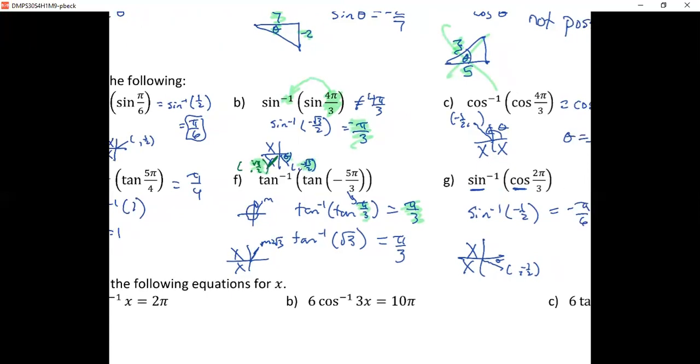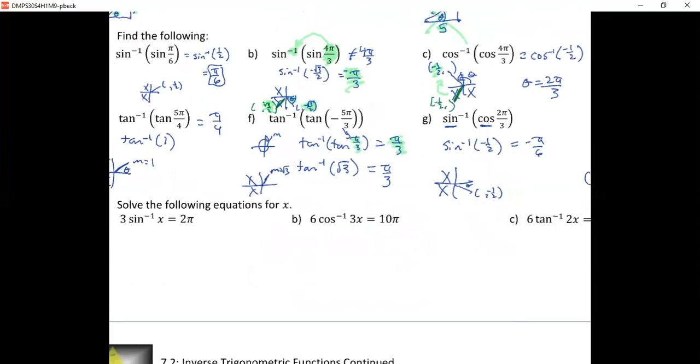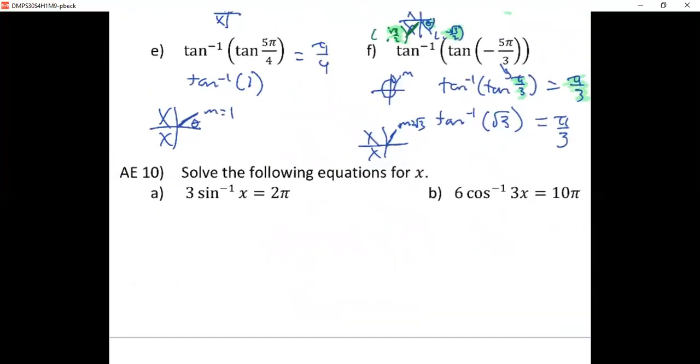When it comes to C, we had 4 pi over 3. Because we wanted the cosine ratio, we wanted the same x value, but in the proper range, which is why we reflect it over the x-axis. So that's something we're going to pursue as we do some more problems, but we do want to look at this in somewhat of a geometrical way as well.